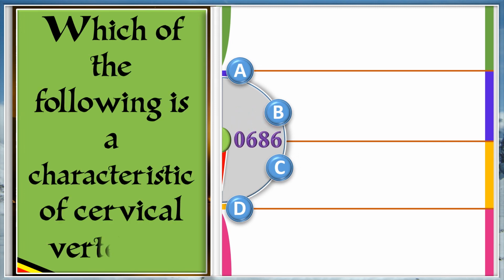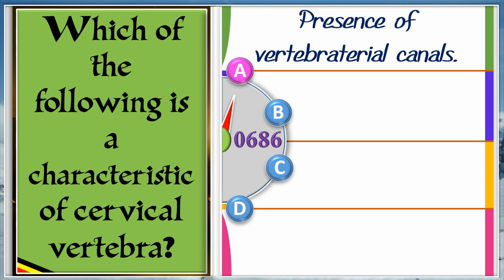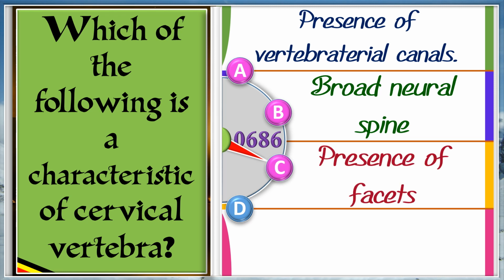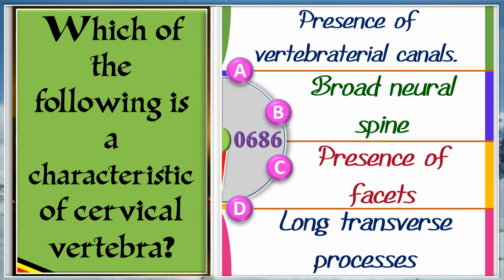Which of the following is a characteristic of cervical vertebrae? A. Presence of vertebrarterial canals. B. Broad neural spine. C. Presence of facets. D. Long transverse processes. And the answer is A. Presence of vertebrarterial canals.